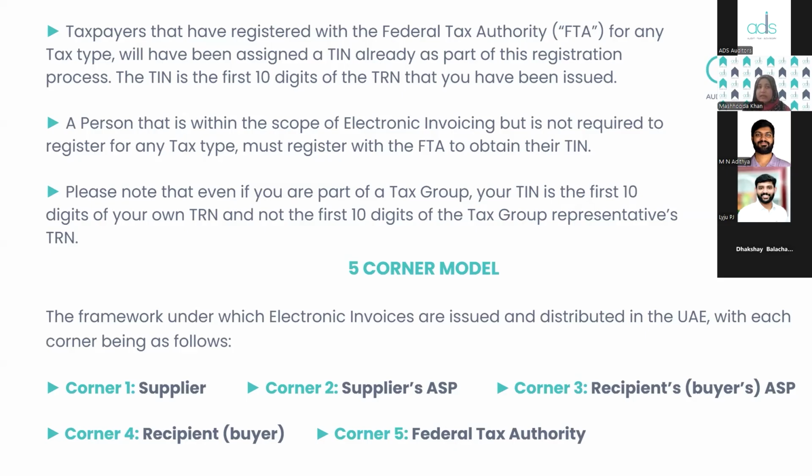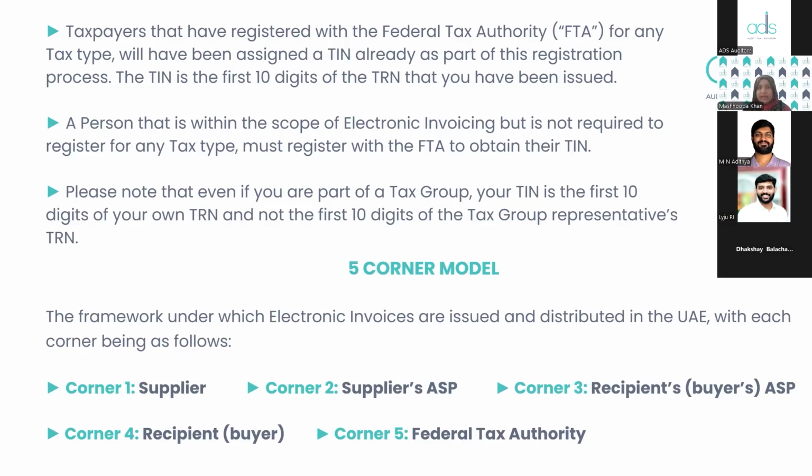A person that is within the scope of electronic invoicing might not be registered for another tax type, maybe VAT or corporate tax, but the person might still be covered. A taxable business having turnover of either more than 50 million or less than 50 million will have a mandatory requirement to get involved in electronic invoicing. So they must register with the FTA to obtain their TIN.